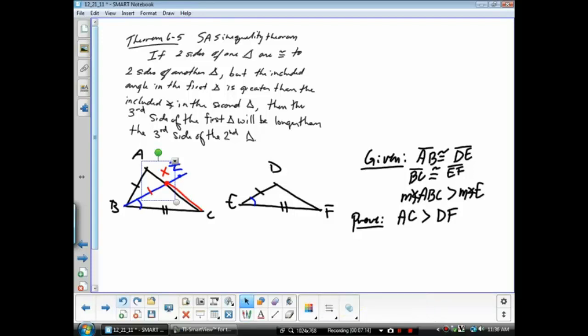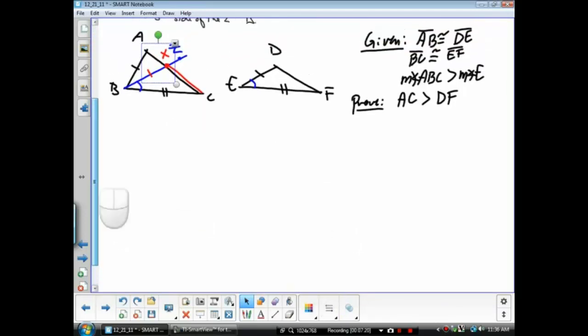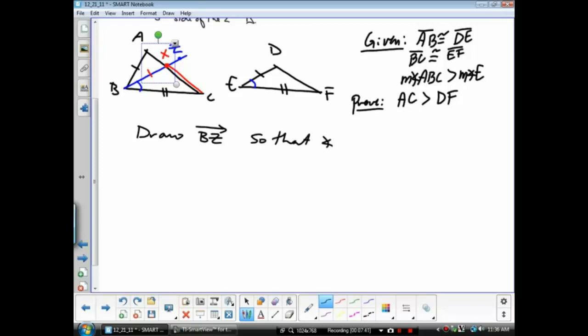So let me go ahead, give myself more room and start writing this proof because we need to start with describing what is BZ and why did we draw it there and then where is X. So we're going to draw ray BZ so that angle ZBC equals angle E. Put a point X on ray BZ so that BX is congruent to ED and AB.